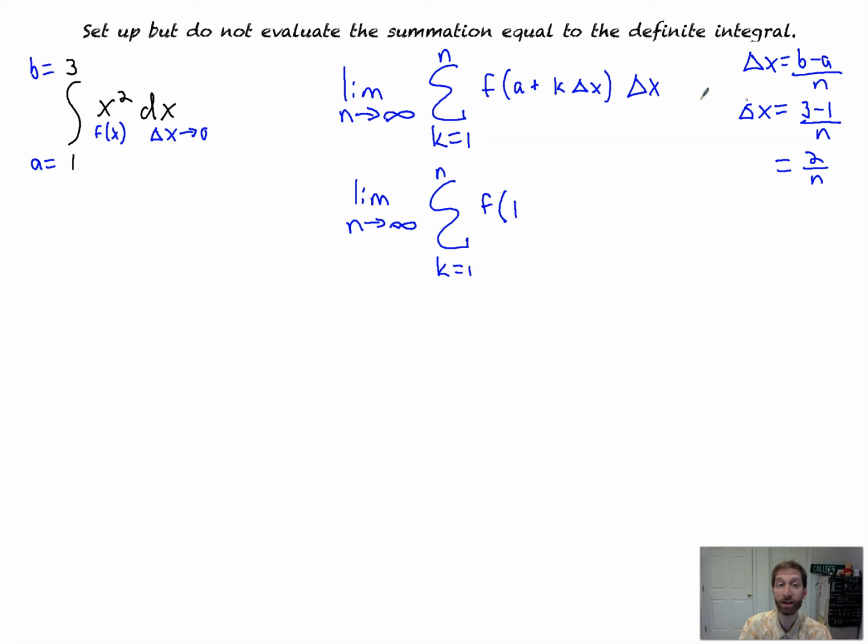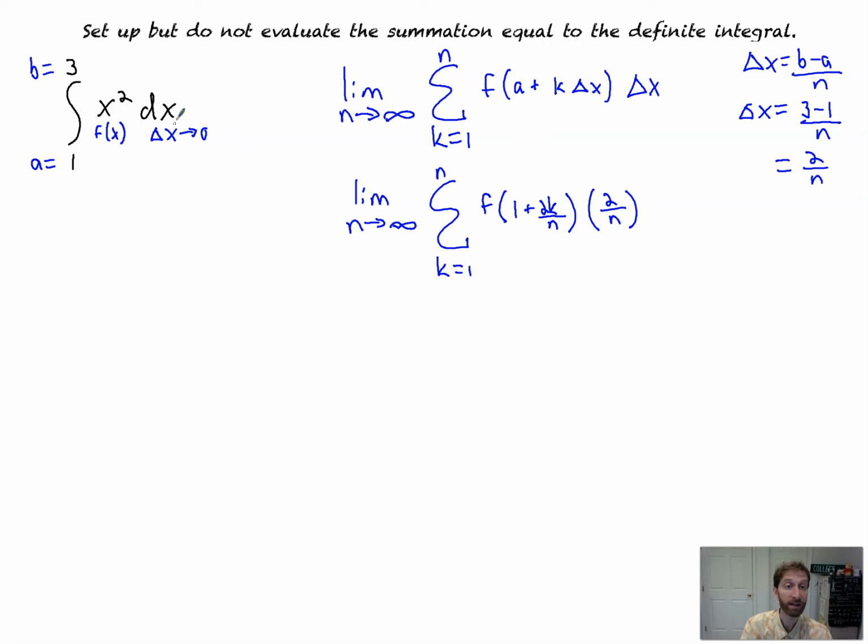You've got that defined here. We've got a is 1 plus k times delta x, which is 2 over n. So we'll write that as k times 2 over n. There's your 2 over n, 2k over n. And that's the same value we're going to put here, except without a k because it's just times delta x. F of x times delta x.